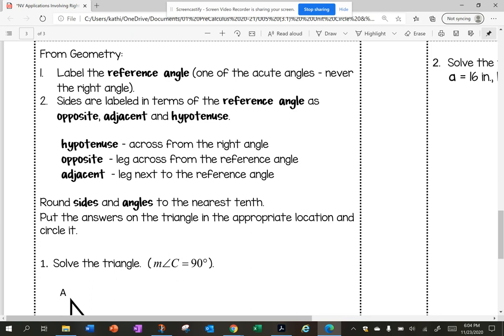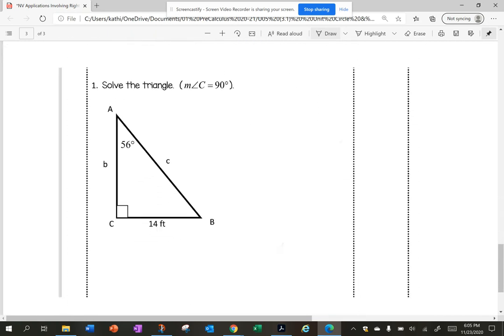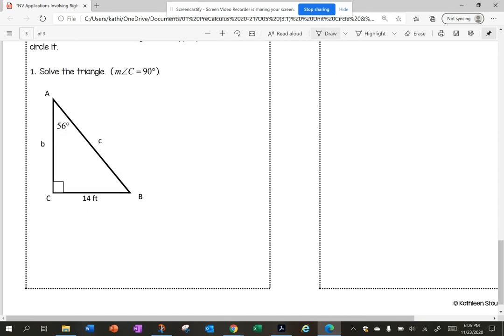For this lesson, we are going to round sides and angles to the nearest tenth. So that is 1 decimal place. We are going to put the answers on our triangle in the location of the triangle and circle them. This is kind of just standard how people show work solving the triangle. And we draw lines between all our work just to keep it somewhat organized.